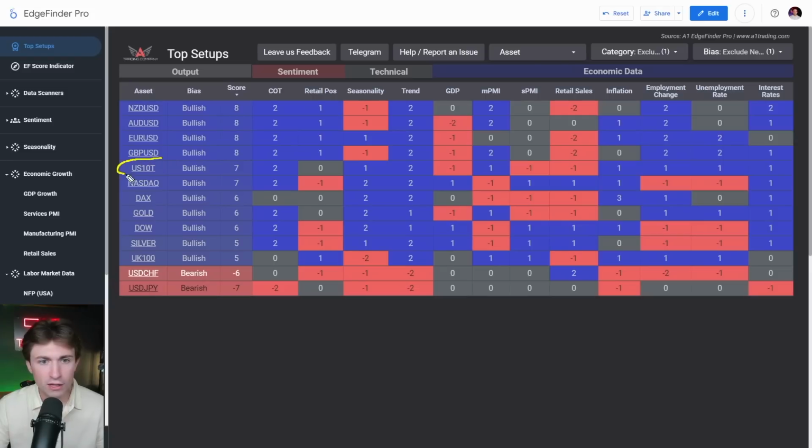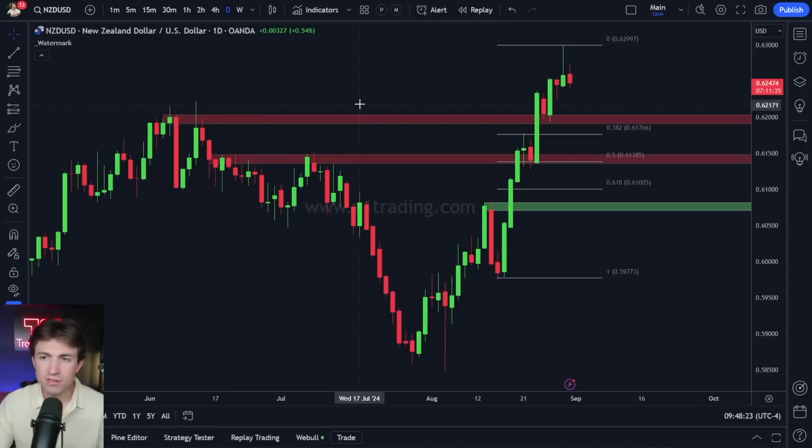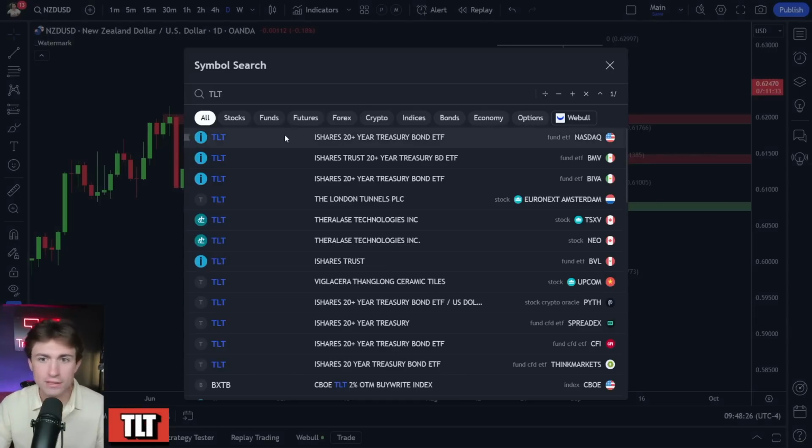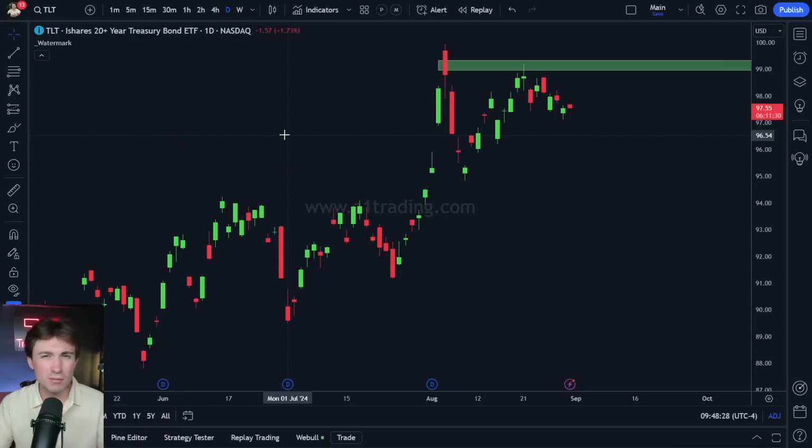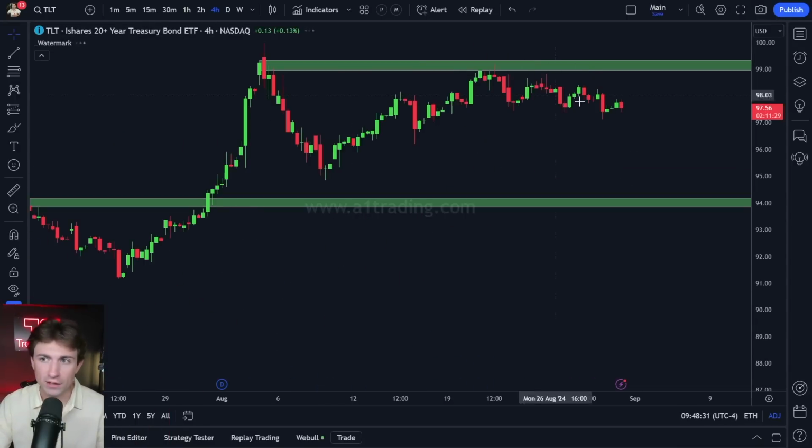We're also getting a reading on US 10T. You might not know what that is. That's the US 10-year Treasury bonds. And if we take a look at one of my favorite symbols on that front, we could pull up TLT, which is a 20-year Treasury bond, but same kind of concept, basically bonds.